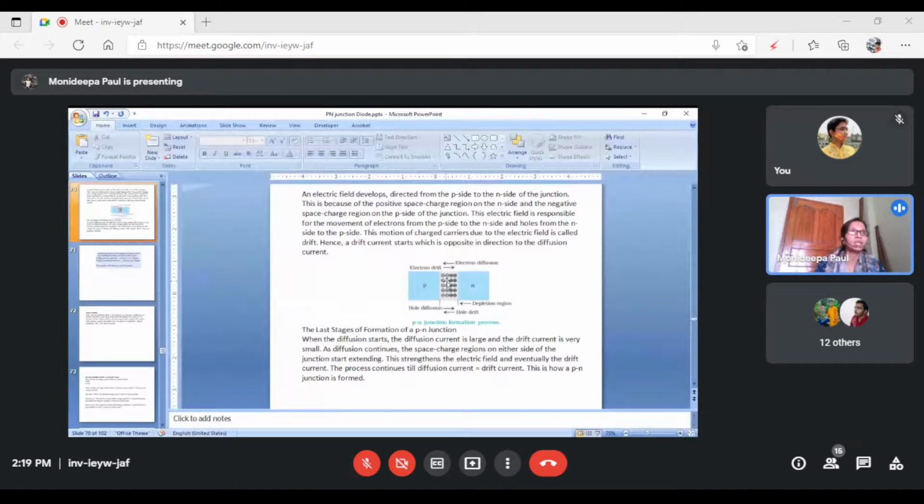After a certain time, you see that diffusion current equals the drift current, and at that time the PN junction is formed, and the total PN junction is in a neutral condition, equilibrium state. Then the PN junction semiconductor goes to an equilibrium state. When the PN junction semiconductor achieves the equilibrium state, at that time there is no net diffusion, no net drift. Clear? Any doubt?